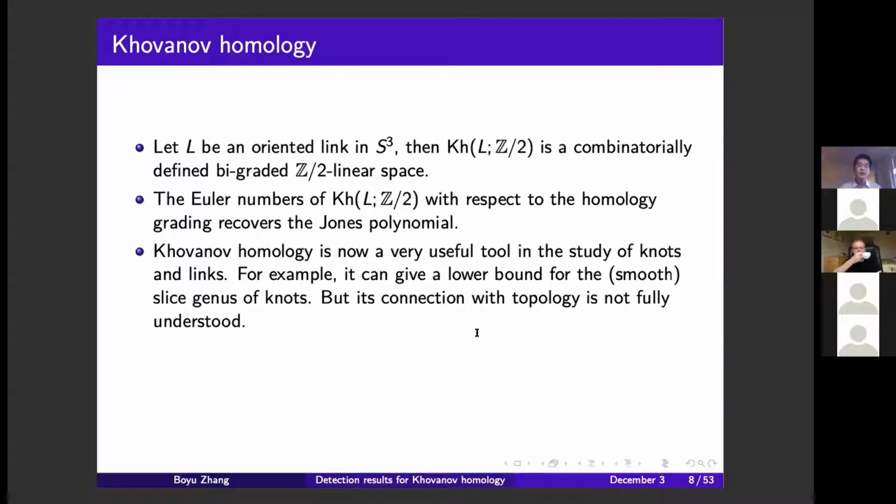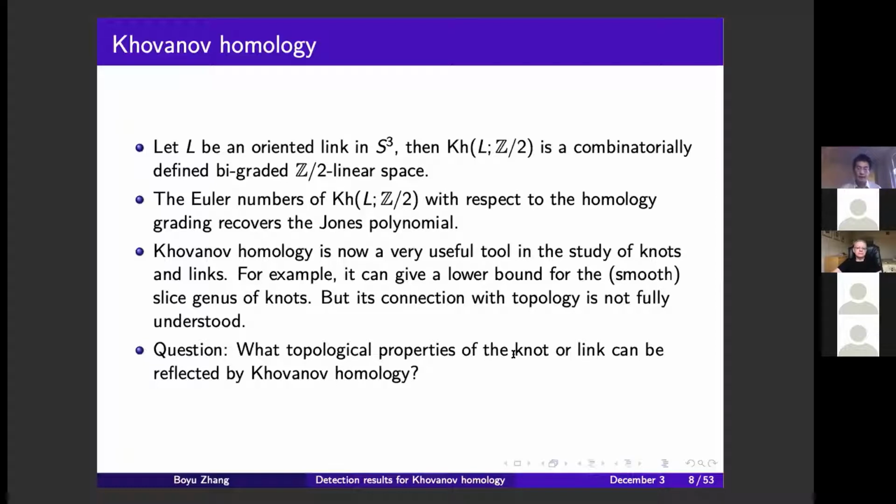But still, because Khovanov homology is defined in a purely combinatorial language, its connection with topology is not yet fully understood. And a general question that we can ask about Khovanov homology is, what topological properties of the knot or link can be reflected by Khovanov homology? Or more concretely, we can ask, what are the knots or links that can be distinguished by Khovanov homology?